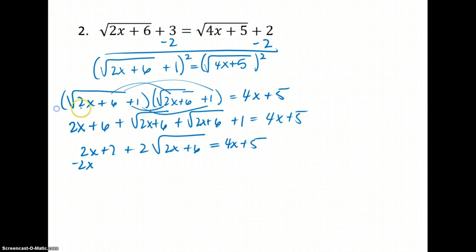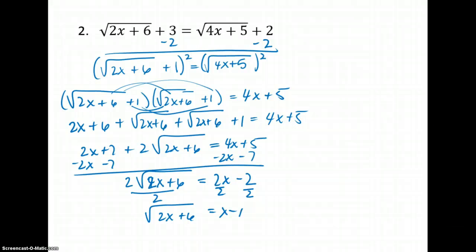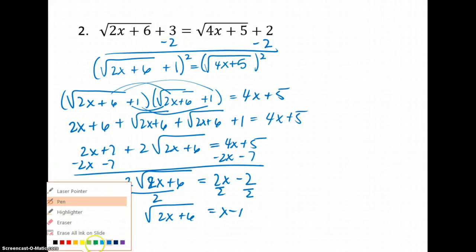I'm going to subtract my 2x, I'm going to subtract my 7, and I get 2 square root of 2x plus 6 equals 2x minus 2. Now I'm going to divide everything by 2. And I get square root of 2x plus 6 equals x minus 1. Now I'm going to have to square both sides again because I still have that radical in there.